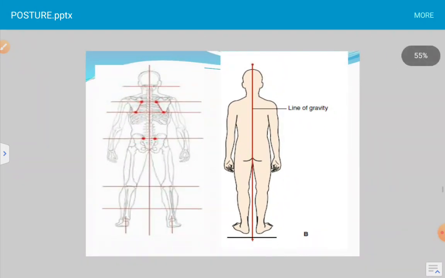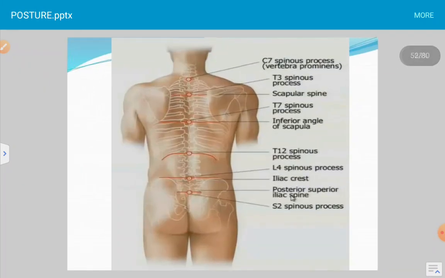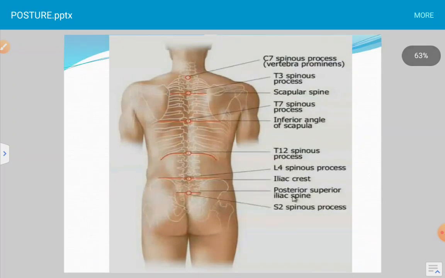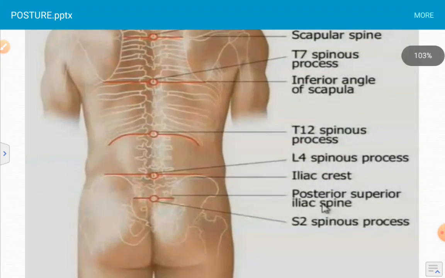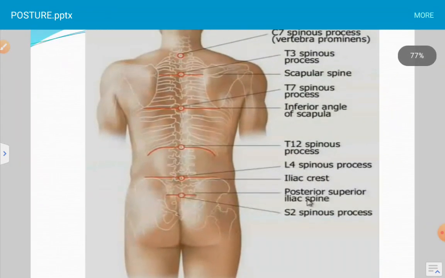Okay, this is the posterior view. Here we can see the first reference marking, the inferior angle of the scapula. Okay, the third marking is the inferior angle of the scapula. And here we see the posterior superior iliac spine, the position of the posterior superior iliac spine, that is the 1, 2, 3, 4, 5th, 6th marking, the last marking, that is the posterior superior iliac spine.